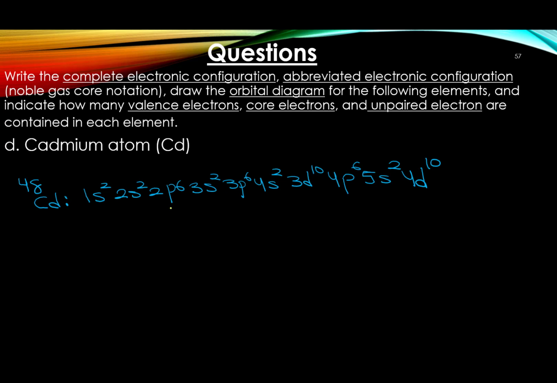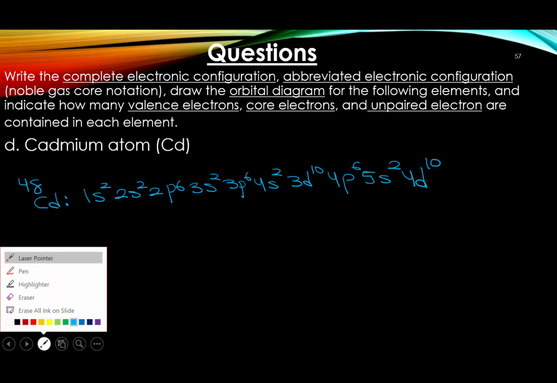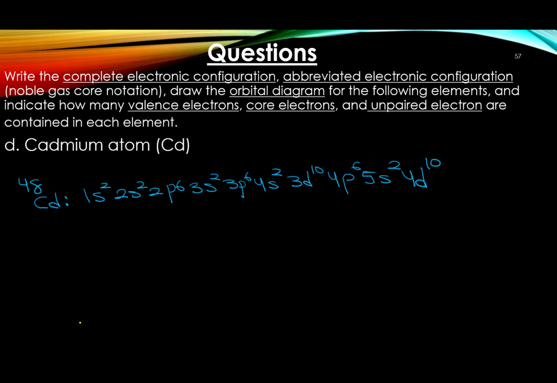That's 16. 2, 2, 6 is 10, 12, 16, 6 to 10, 12, 18, 20, 30, 36, 37, 38, 48. Okay? Right. This will be the complete electronic configuration for cadmium.